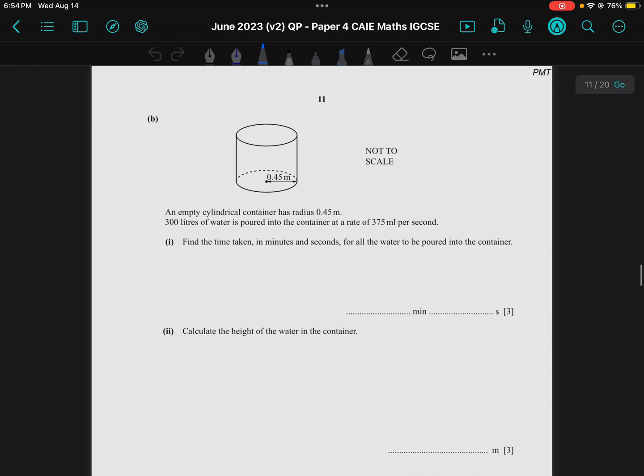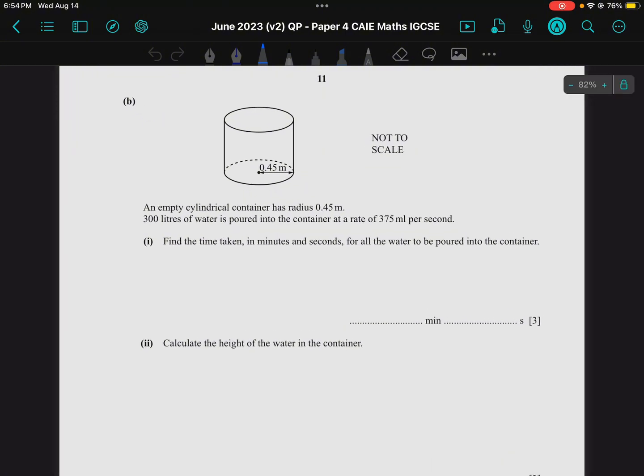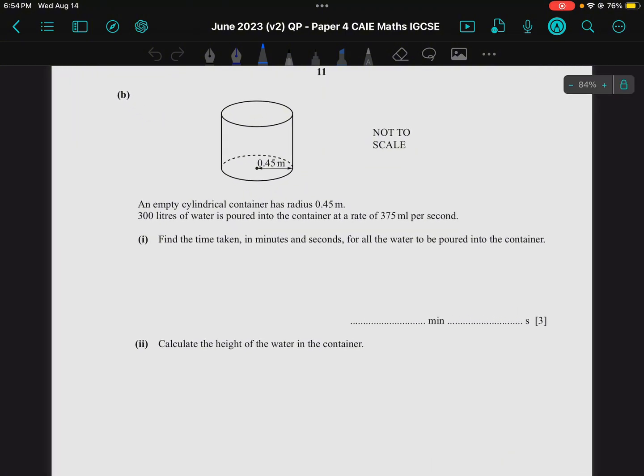Now coming to B part. An empty cylinder container has radius 0.45. 300 liters of water is poured into the container at a rate of 375 ml per second. Find the time taken in minutes and seconds for all the water to be poured into the container. So 375 milliliters is equal to 1 second. That means 375 ml of water is being poured in 1 second.